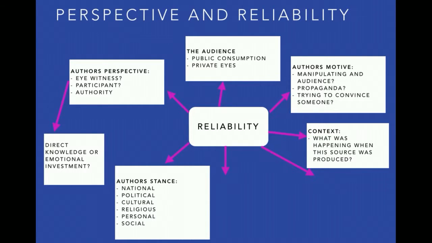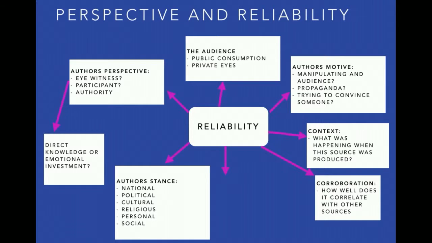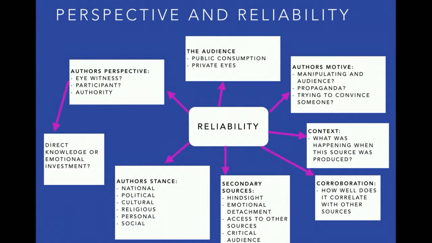Context is also another facet of source analysis that we should consider. What was happening when this source was produced? Corroboration also helps to enhance the reliability of a source. If someone describes an event in a diary that is similarly described in a poem about that same event, then the reliability increases. Finally, secondary sources often prove more reliable despite not being first-hand evidence, as issues of hindsight, emotional detachment, the availability of sources, and the need to satisfy a critical audience all combine to add to a secondary source's likely reliability.